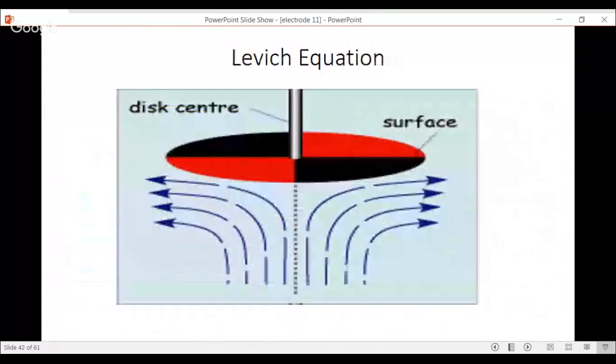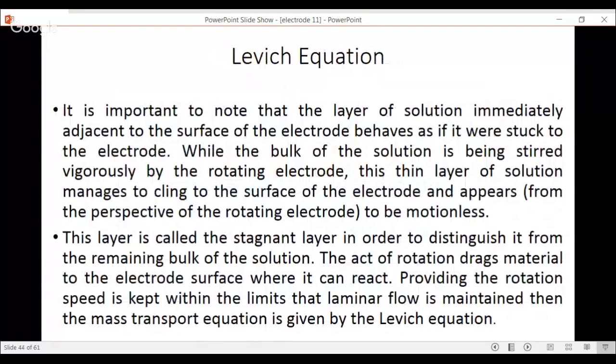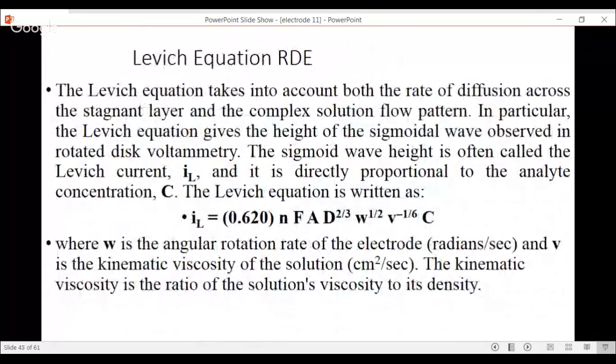So this is the Levich equation, the Levich equation of the RDE, which we have just now written; we are repeating that. The Levich equation takes into account both the rate of diffusion across the stagnant layer and the complex solution flow pattern. In particular, the Levich equation gives the height of the sigmoidal curve wave observed in rotated disk voltammetry. The sigmoid wave height is often called the Levich current.